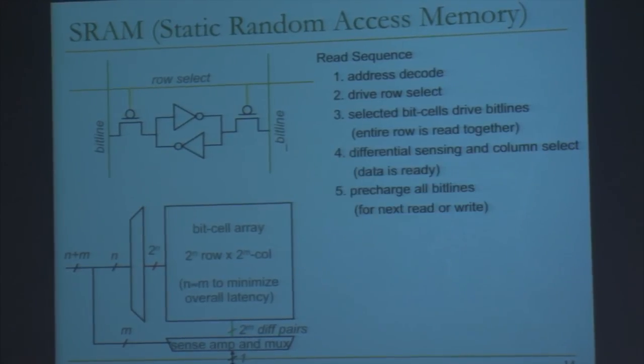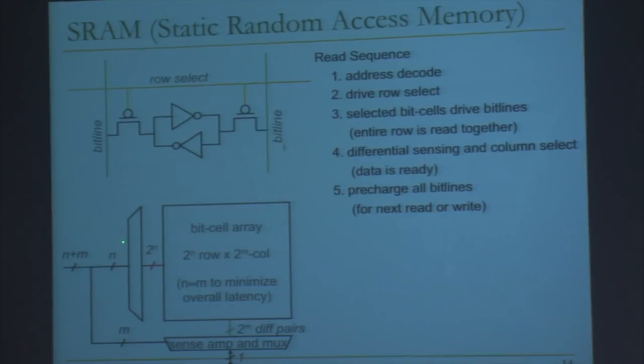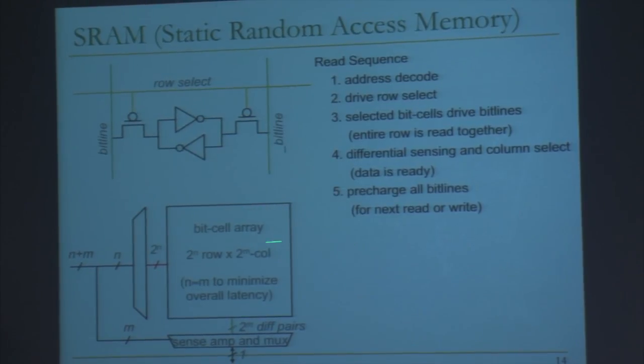And these are the different steps. You first need to do the address decode, which enables you to drive the row select signals for a row. And the selected bit cells drive the bit lines. Entire row is read together. And they're differentially sensed. And the column is selected. And at the end of the access, all bit lines are precharged for the next read or write.